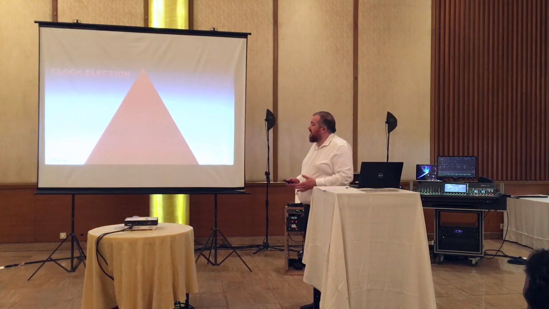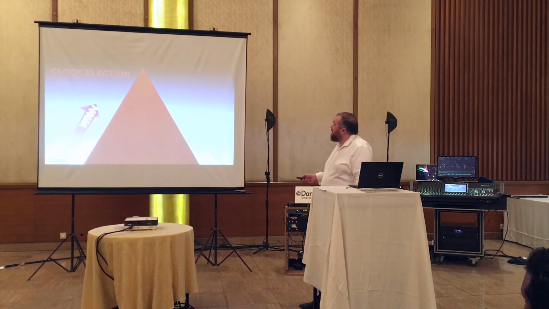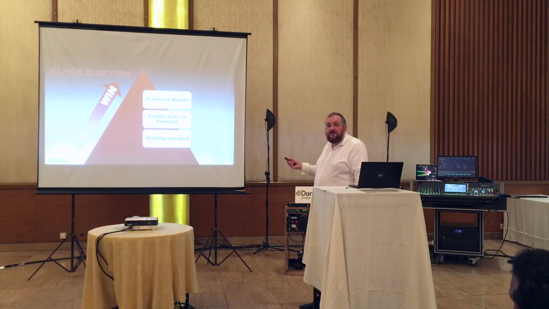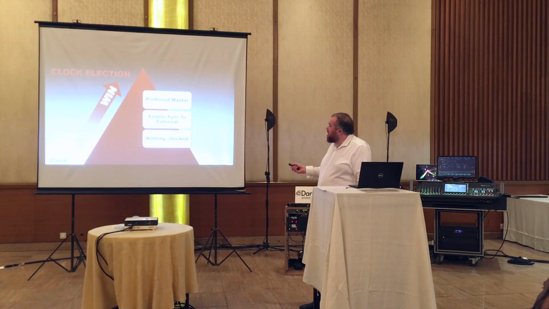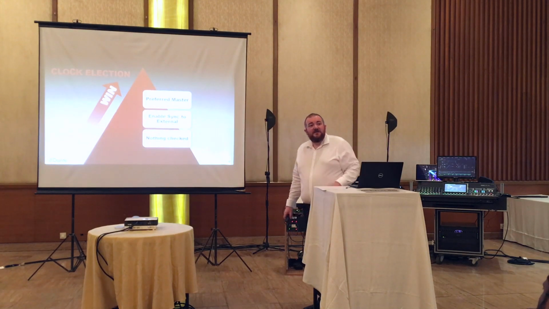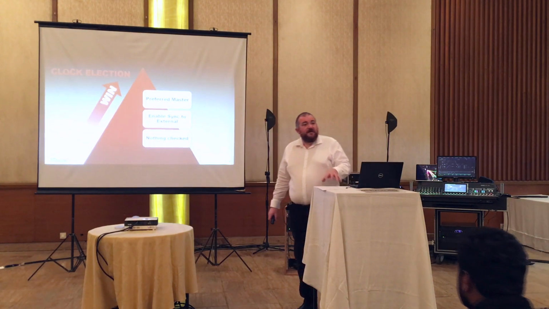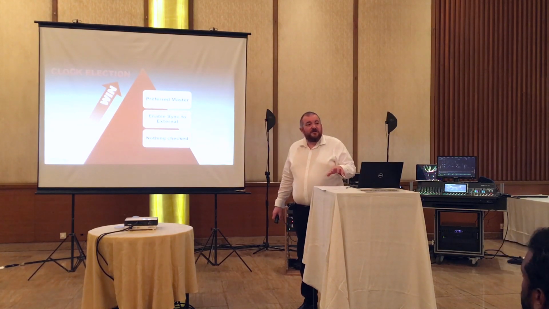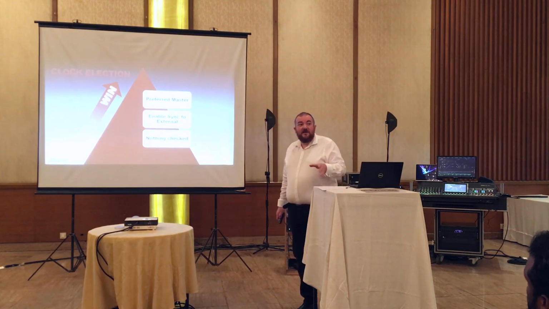So in terms of the clock election process by default in Dante, if a device is selected as preferred master, it should win. If it's not selected as preferred master, but it's selected as enable sync to external, it will win the election process. And then if nothing's checked, we'll go into the iterative algorithm where we look at clock quality of devices, and then if they're all the same, we look at who's got the lowest value MAC address, or more correctly, clock ID.